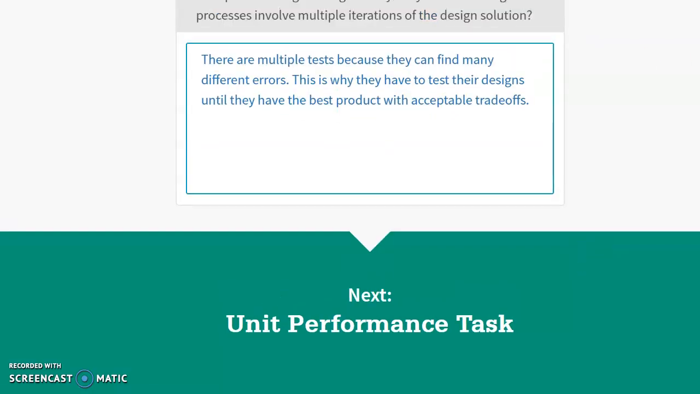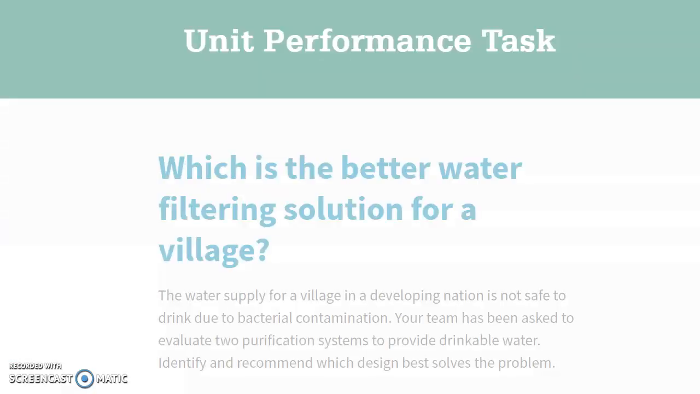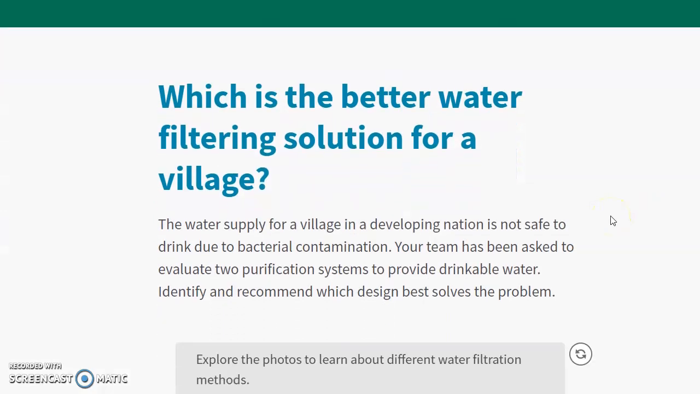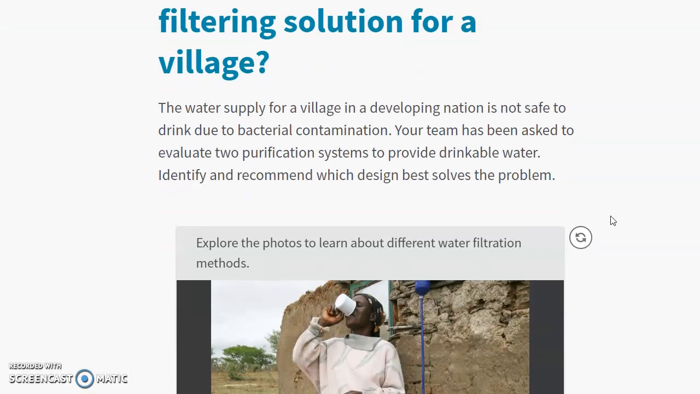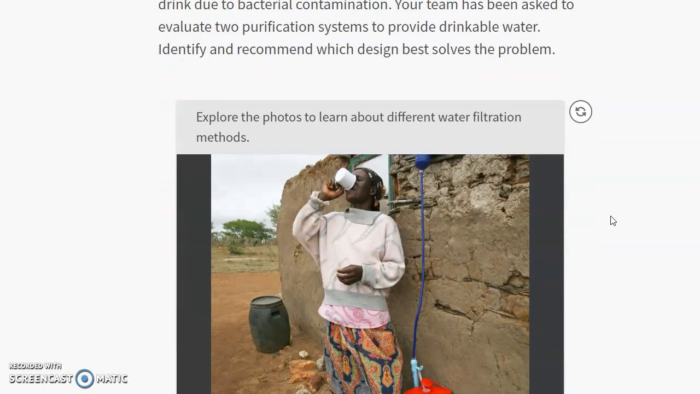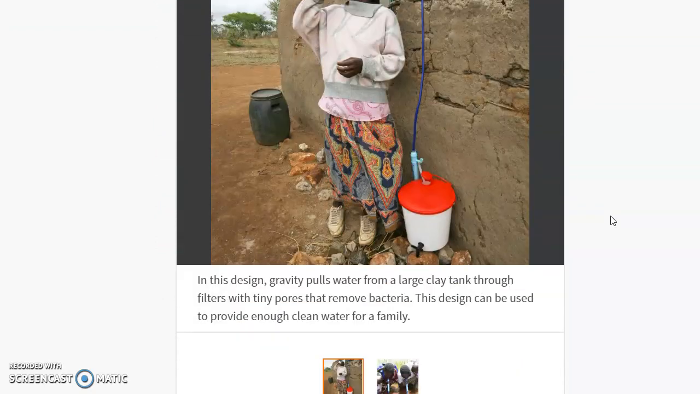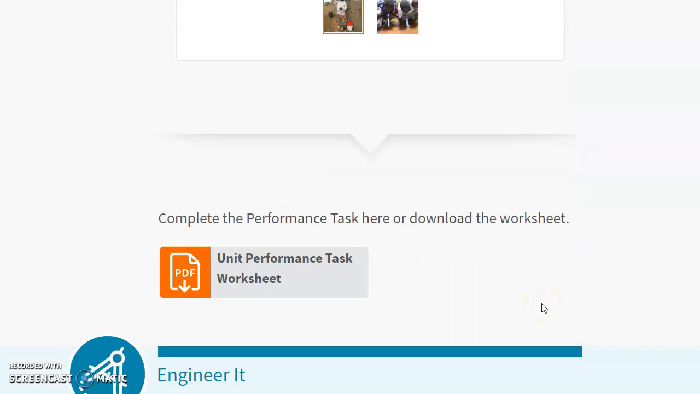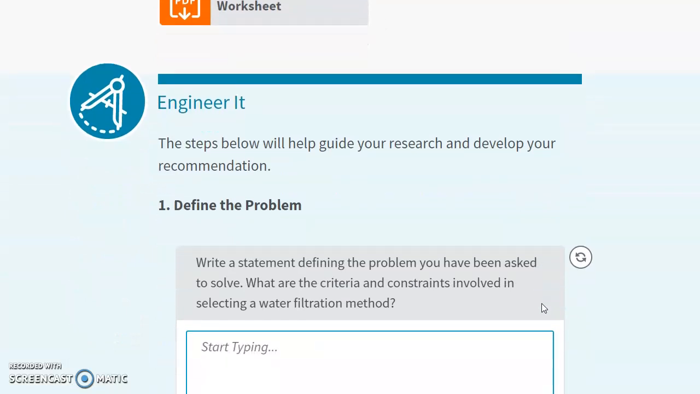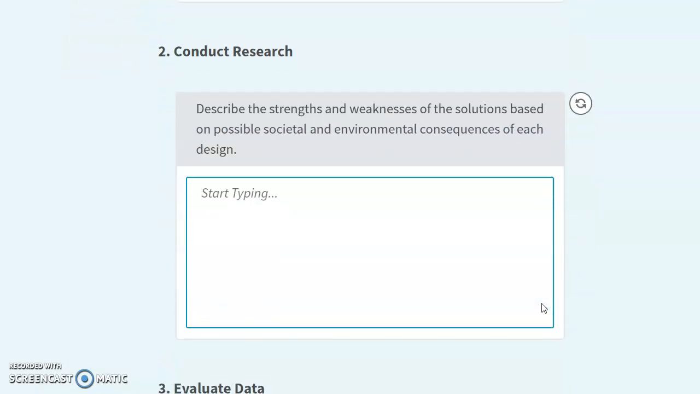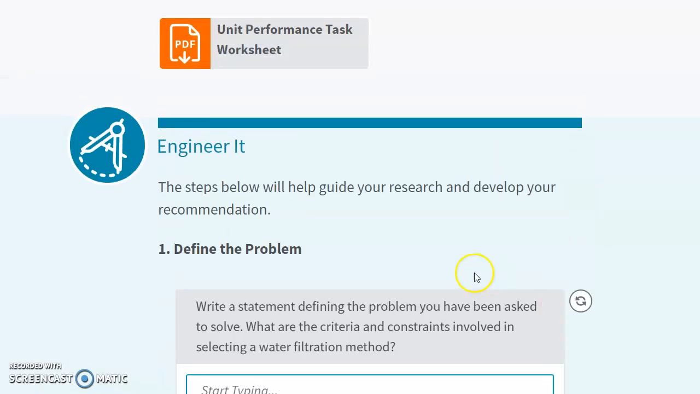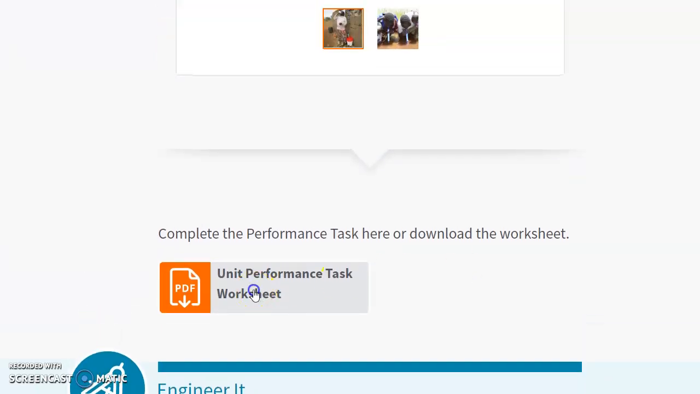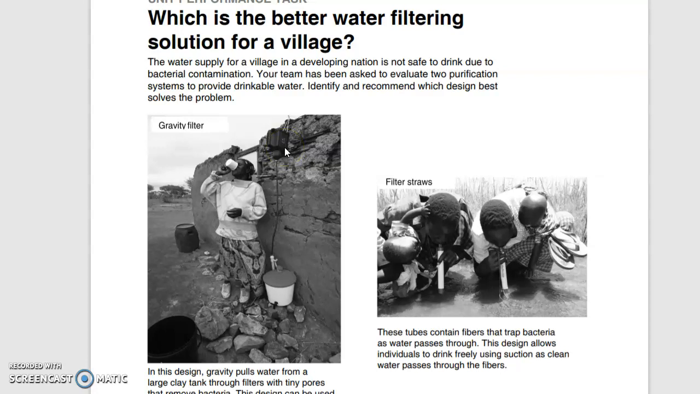Okay. The performance task is just saying which one is better. Water filtering solution for a village. They can't drink it because it's contaminated. So there's this design right here where they pull from a tank and remove the bacteria. So we can do the unit performance sheet right here, conduct the research. And these are the steps that will define that. So we can do a different video for the solution.